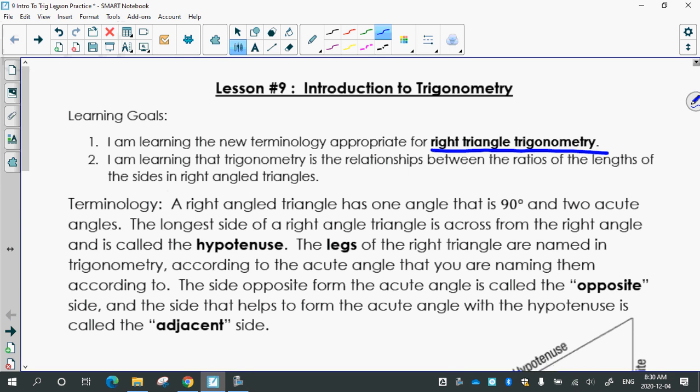Okay, so our learning goals are learning the new terminology appropriate for right triangle trigonometry. There are going to be new terms that you probably haven't heard before, okay? And then learning that trigonometry is the relationship between the ratios of the lengths of the sides in right triangles, okay? It's really a set of 3 formulas for today that we're going to learn. And then we're going to learn how to know which formula to use when. And they're really easy formulas to use, okay?